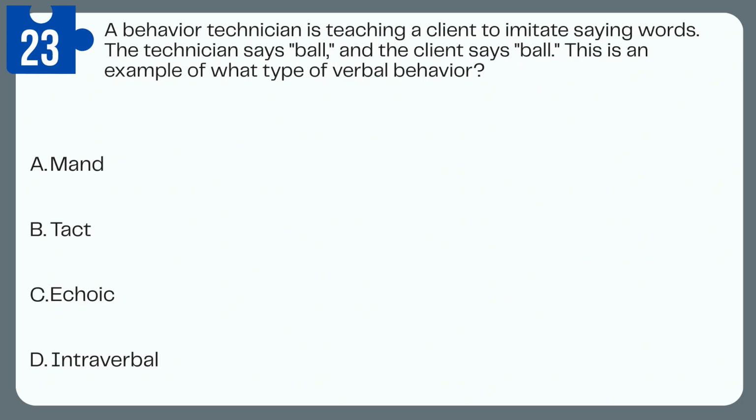Question 23. A behavior technician is teaching a client to imitate saying words. The technician says "ball," and the client says "ball." This is an example of what type of verbal behavior? A. Mand. B. Tact. C. Echoic. D. Intraverbal.